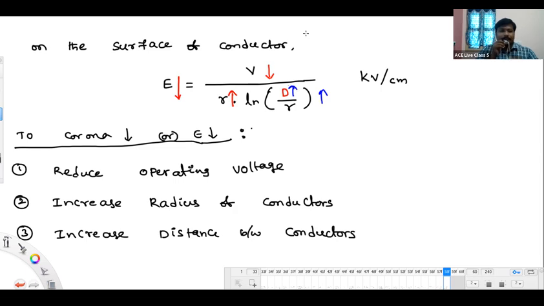See one thing, the first one: reducing the operating voltage is not suggestible. Why? We are going for higher and higher operating voltage levels in order to have good maximum power transfer capability as well as good stability. But on the way to that, we are getting an undesirable phenomenon called corona.